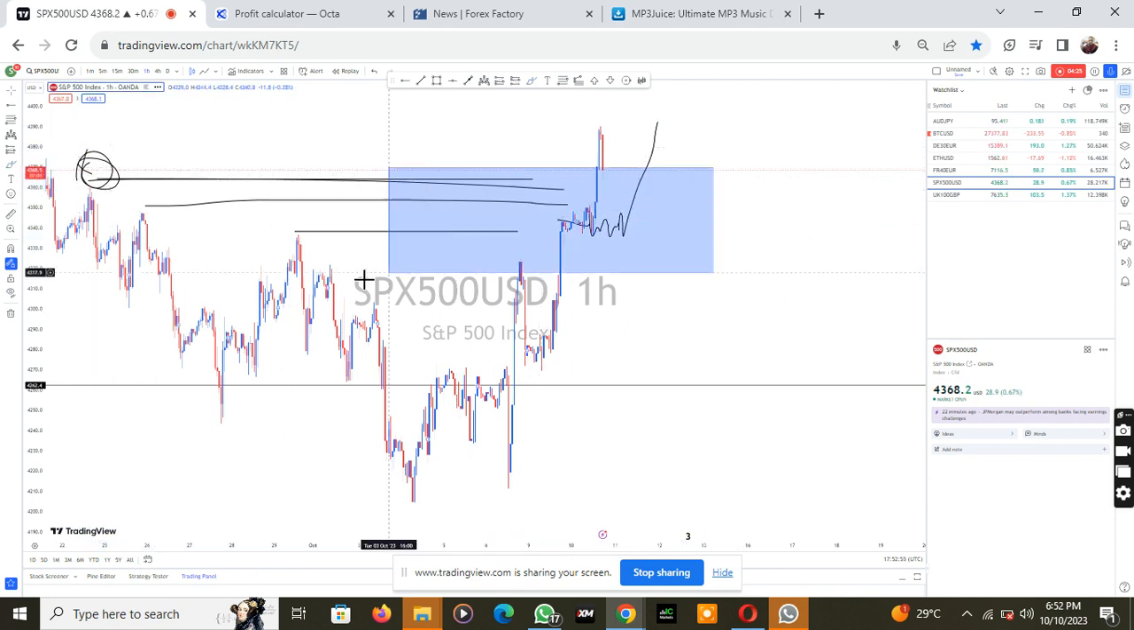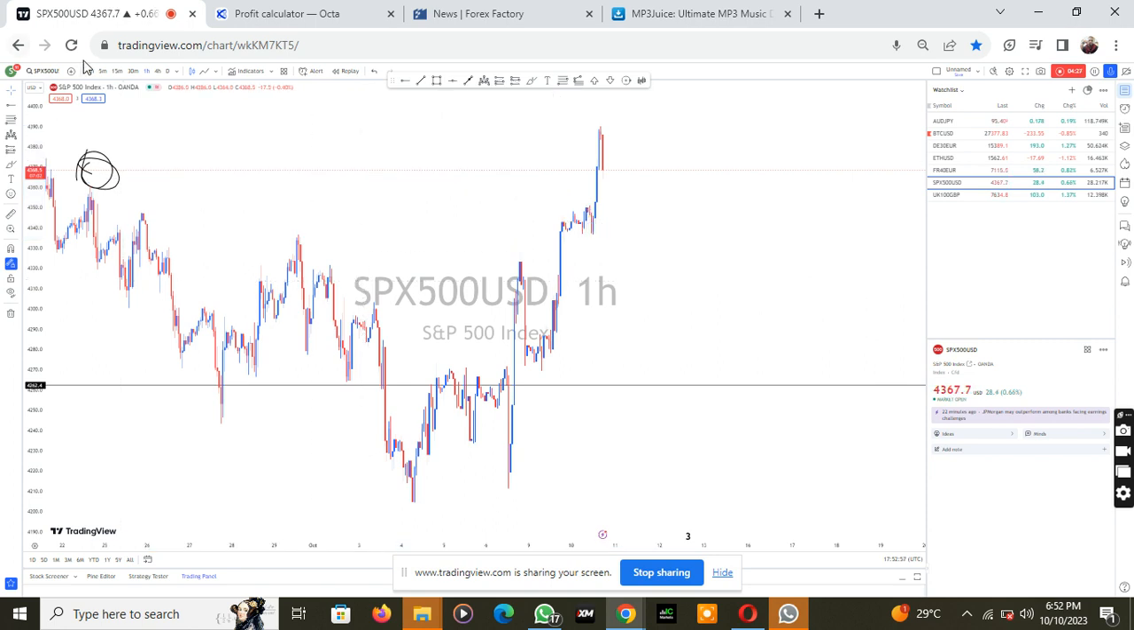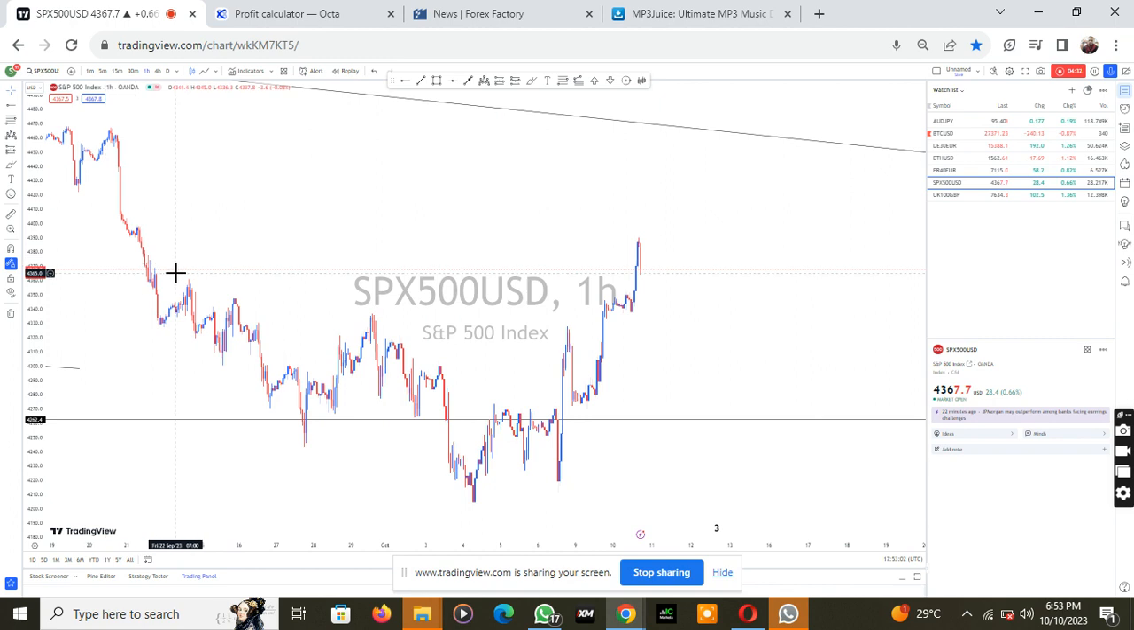Liquidity sitting here, okay? I will just make my charts clean. So now, as price has already grabbed the liquidity sitting here, this is where the liquidity is sitting now.